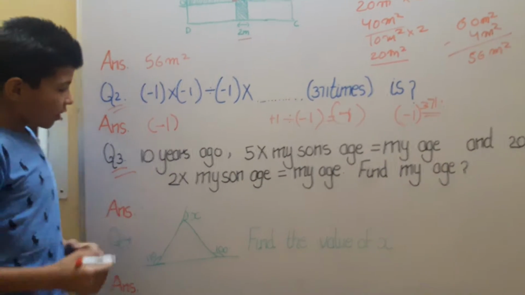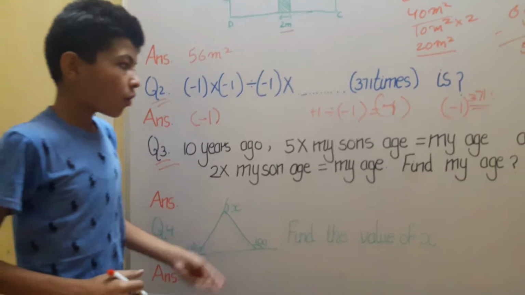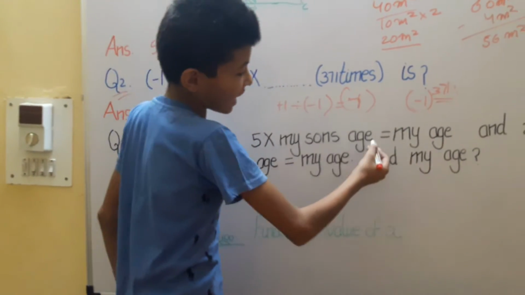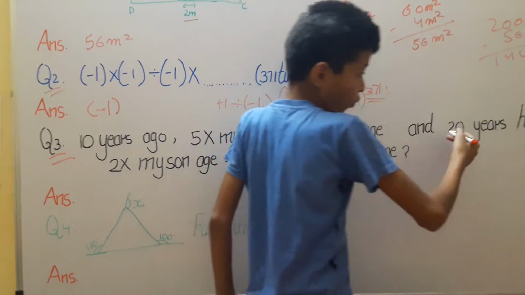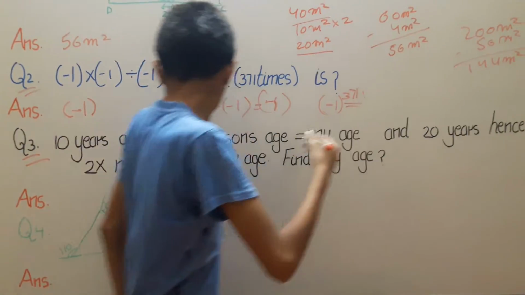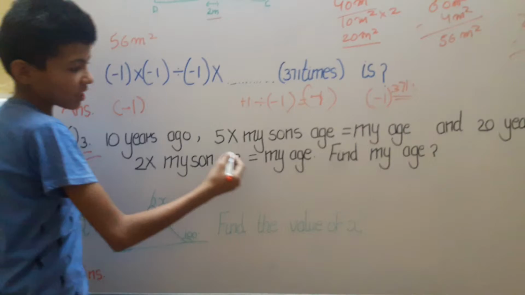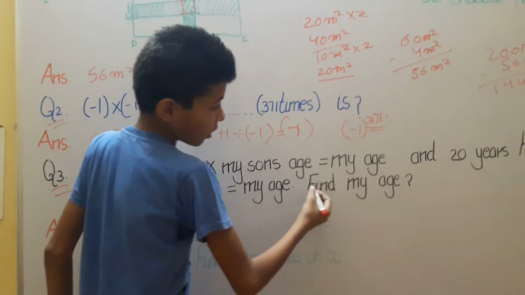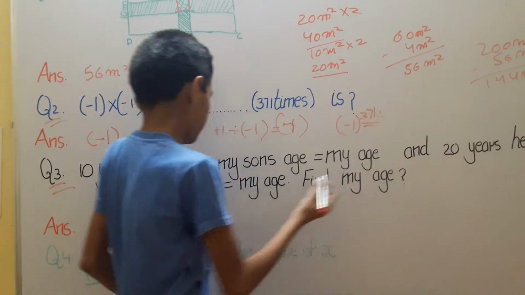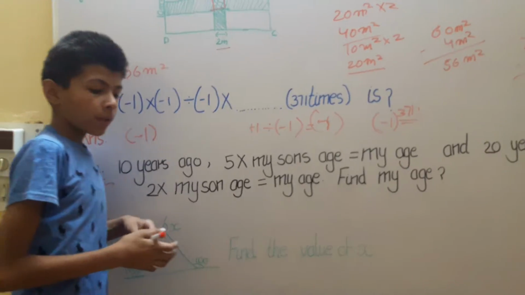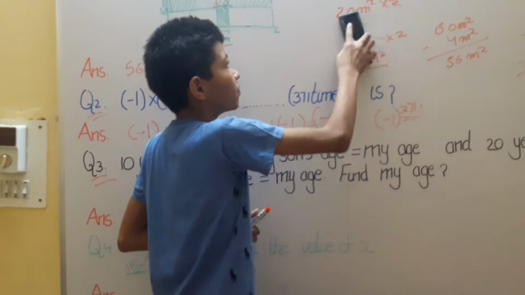Third question we have is: 10 years ago, 5 times my son's age was my age, and 20 years hence, 2 times my son's age is equal to my age. Find my age.